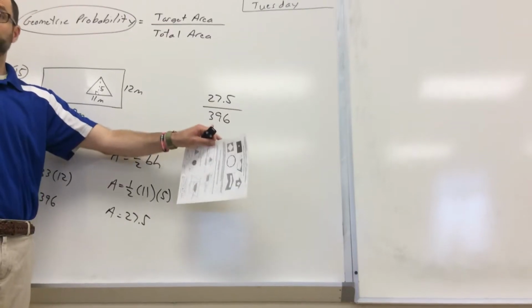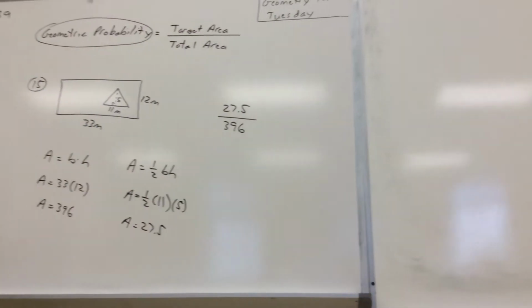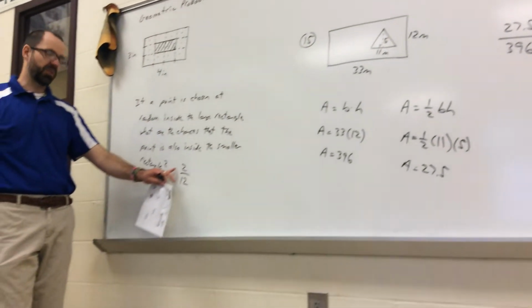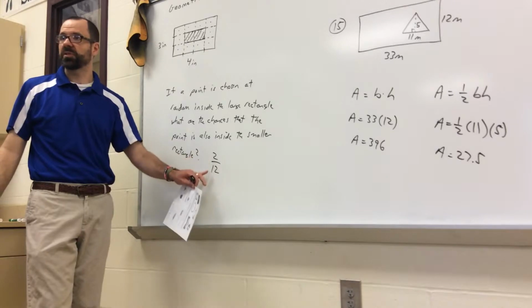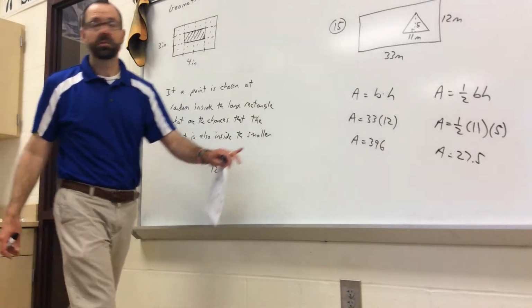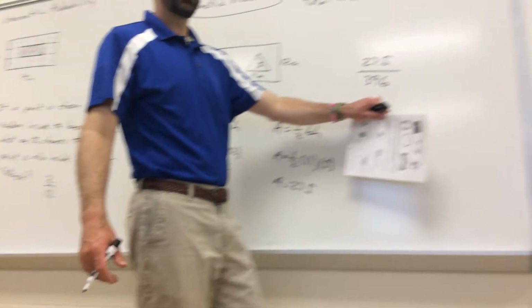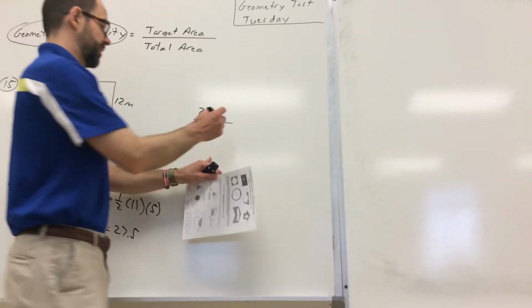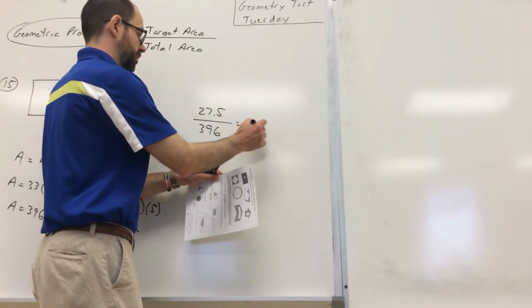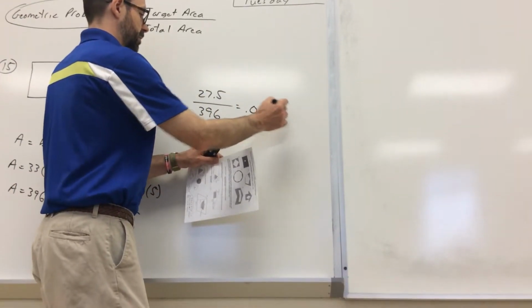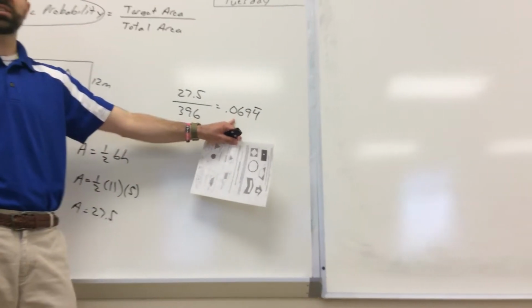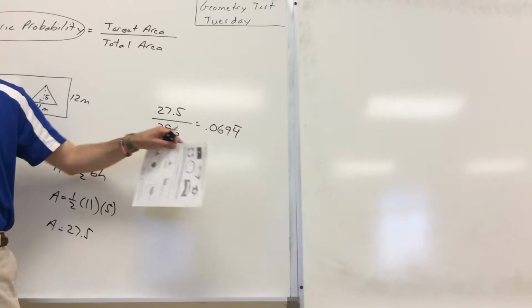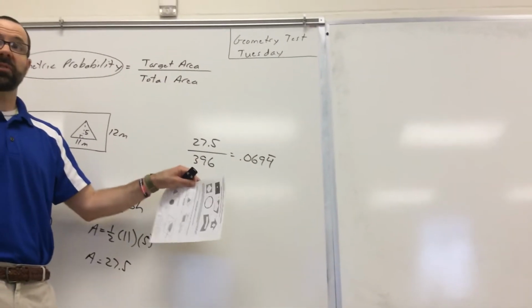It's okay to leave it as a fraction. We did that on this problem. Although if it was a problem, I probably would have reduced this to 1/6. This is okay. You can also divide it out and get a decimal. So the probability is 0.0694. I just got that by taking 27.5 divided by 396.